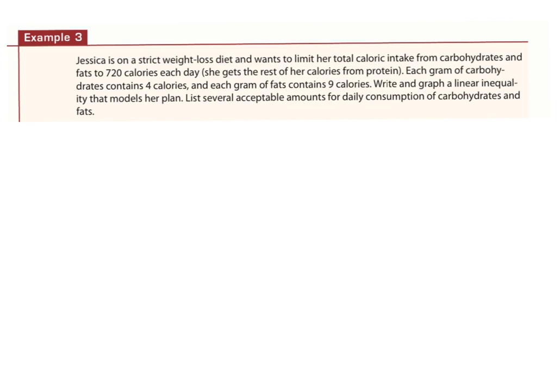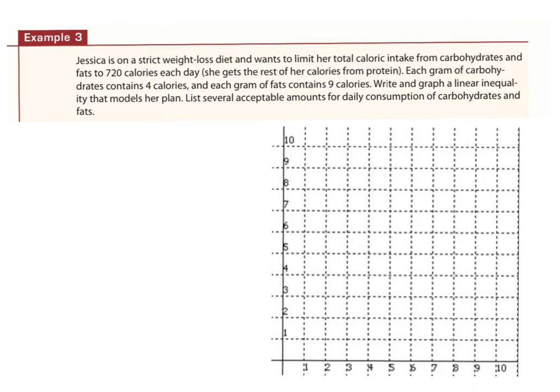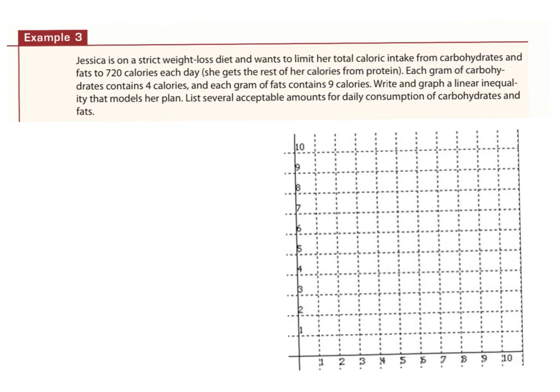I will say this, though. When you graph something like this, when you start reading the word problem, again, very often you will not need to use all the quadrants. And so when we read this word problem, we're probably going to stay just in my first quadrant, and we'll talk about why. It says Jessica's on a strict weight loss diet and wants to limit her total caloric intake from carbohydrates and fats to 720 calories each day.